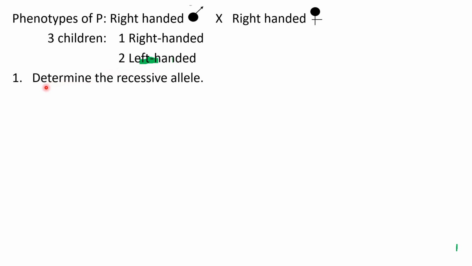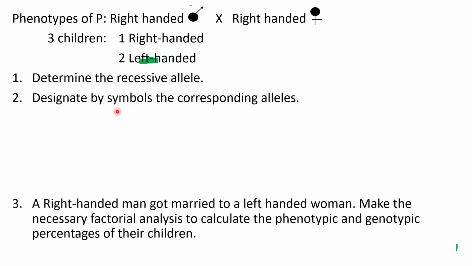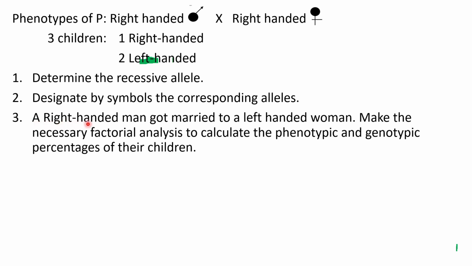The questions in this exercise are as follows. First, determine the recessive allele. The second question, designate by symbols the corresponding alleles. Every time they are going to ask me to designate by symbols the alleles, after determining which allele is dominant and which is recessive, I can designate these alleles by symbols. The third question is as follows: a right-handed man got married to a left-handed woman. Make the necessary factorial analysis to calculate the phenotypic and genotypic percentage of their children. Let us start with the first part.